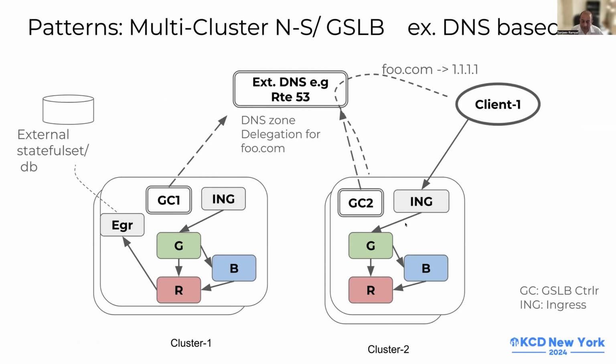A particular solution that is commonly used is DNS-based load balancing. And we'll be looking at one of those in a little bit more detail, but we'll do a quick summary here. So here we've got these boxes labeled GC1 and GC2, which are global server load balancing or global load balancing controllers. And then INGs are referring to the ingress load balancers within those Kubernetes clusters, right?